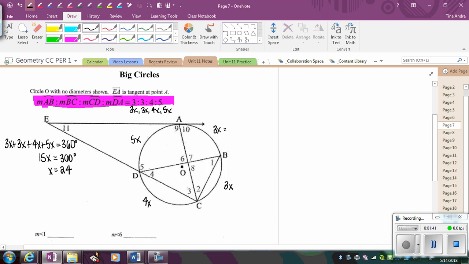So I'm going to go ahead and plug back in. 3 times 24 gives me 72. This one is also 3 times 24, which gives me 72. 4 times 24 is going to give me 96. And 5 times 24 gives me 120. So now we have all of our different arc measures.